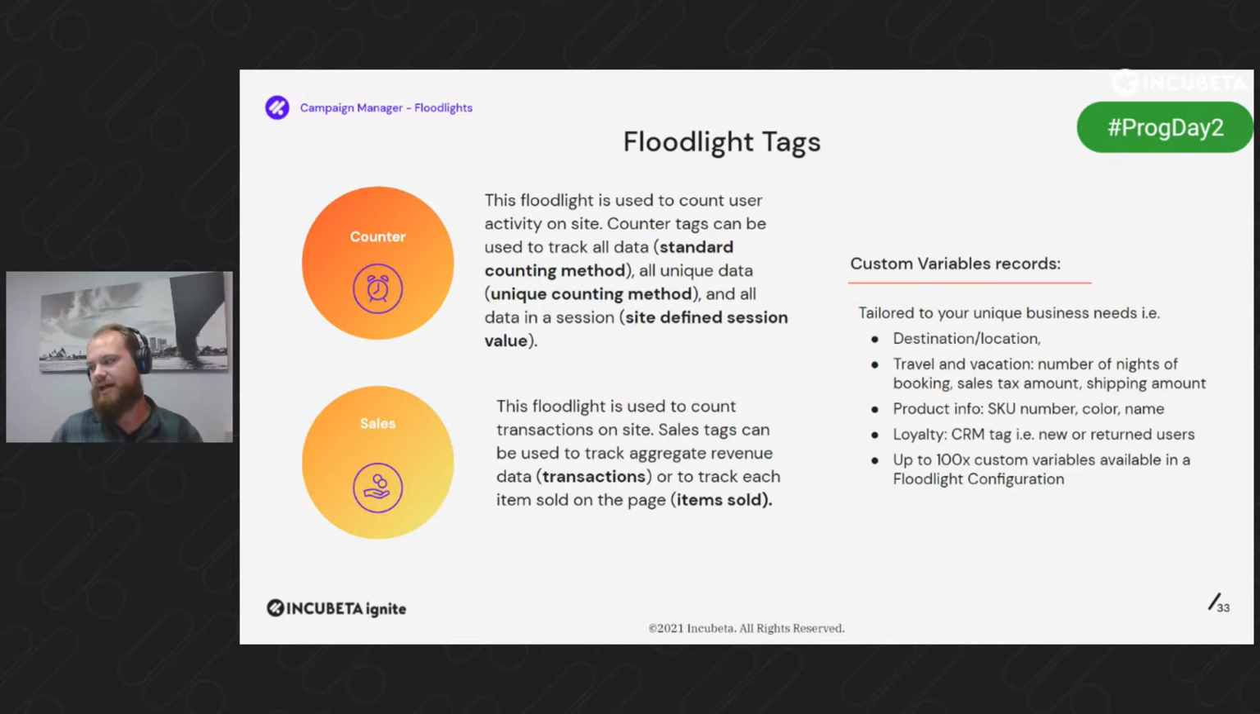You're able to add up to 100 custom variables per floodlight configuration, and the way you apply those would vary depending on the context of your campaign as well.